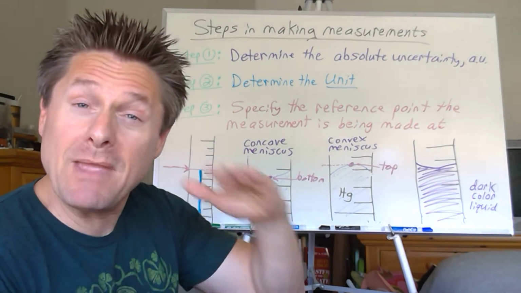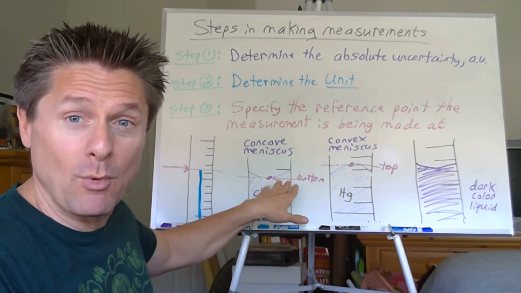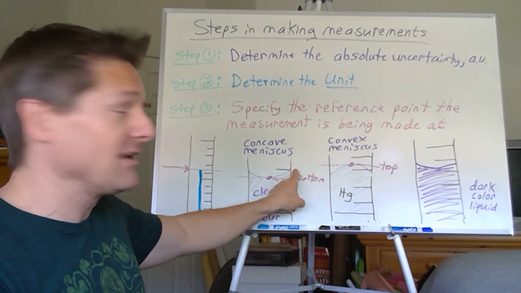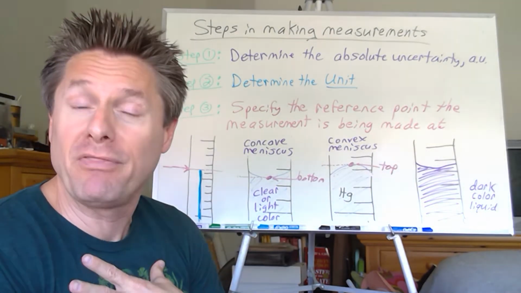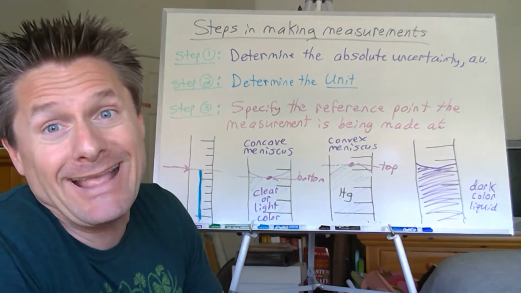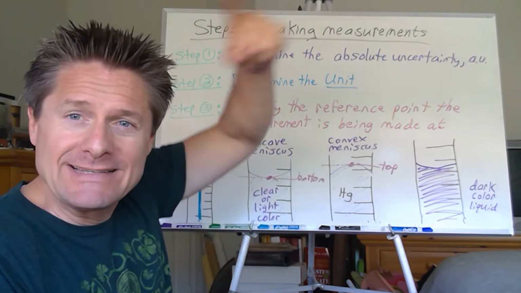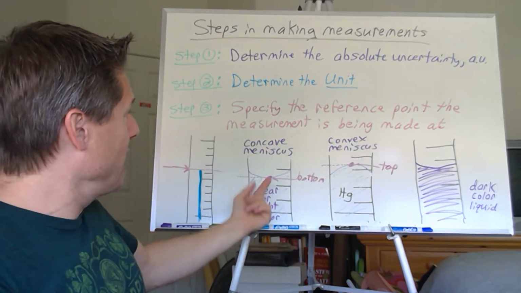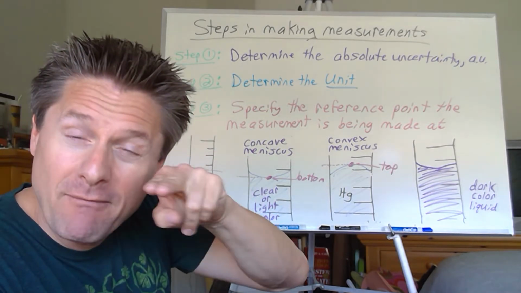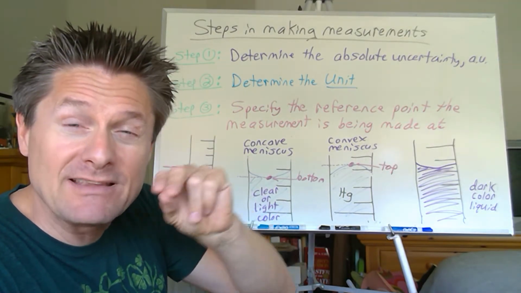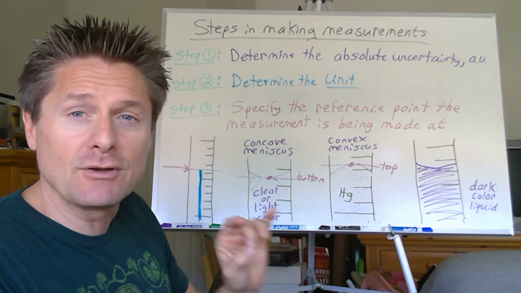We're all clear. We got to make sure we agree on our reference point. Otherwise, if you read it from the top and I read it from the bottom, we both think we're correct and now we fight about it. Yeah, it's a problem. So convex meniscus, always go from the tippy top. If it's a concave meniscus, always go from the very, very bottom of that meniscus. We're going to need some help to find that, assuming it's a clear, light-colored liquid.